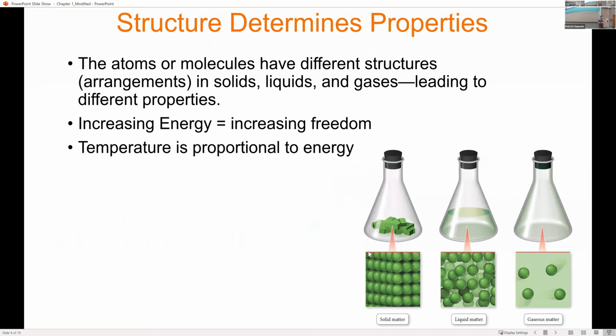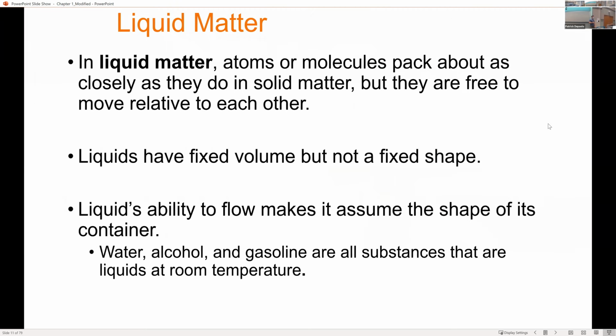Okay, so we got that. Oh, look, I said that already. Increasing freedom, you get it. Solids, not really worried about that.